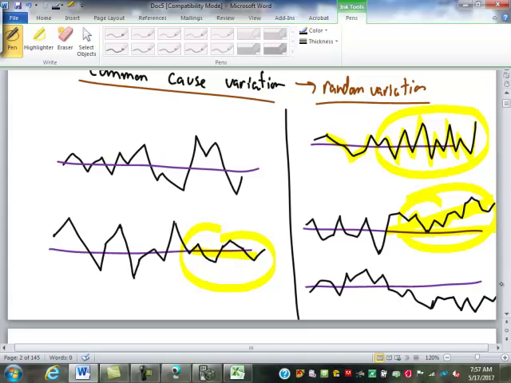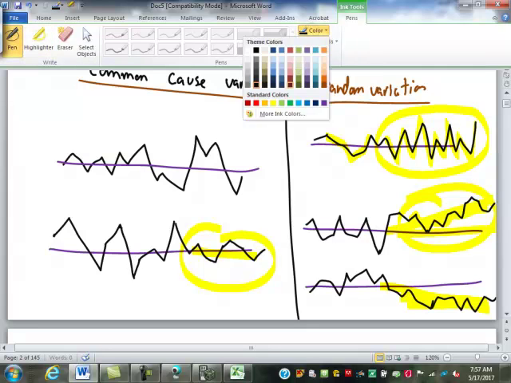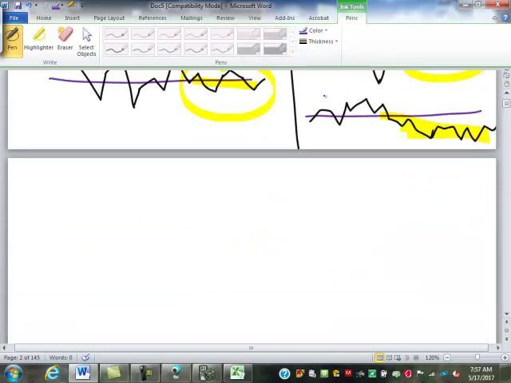Again, here, several things going on. First of all, several points in a row that are all below the center line. That's alerting. And the line appears to be going consistently downward. The final thing that can be concerning is if we have a pattern like this.